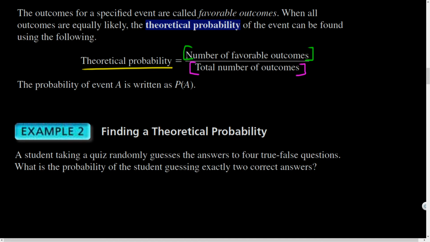You can also write it in a functiony notation, P of A. So the probability of A happening, and A isn't necessarily going to be a number. It could be probability of heads, something like that. So it can actually have language there.